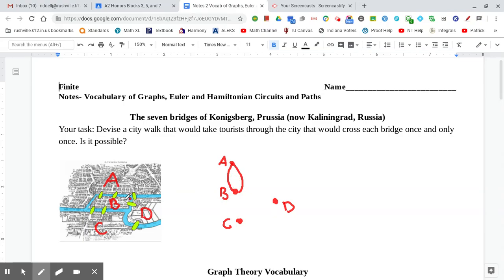Likewise, I'll do the same with B and C. There are 2 bridges. And then B to D, there's one. A to D, there's one. And there's C to D, one as well. So I'm going to go ahead and draw those.